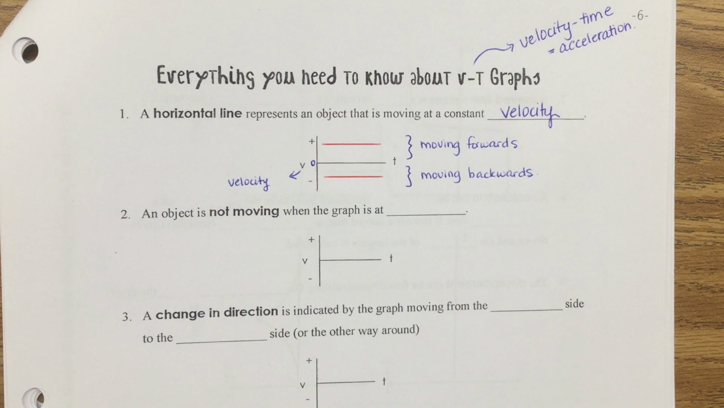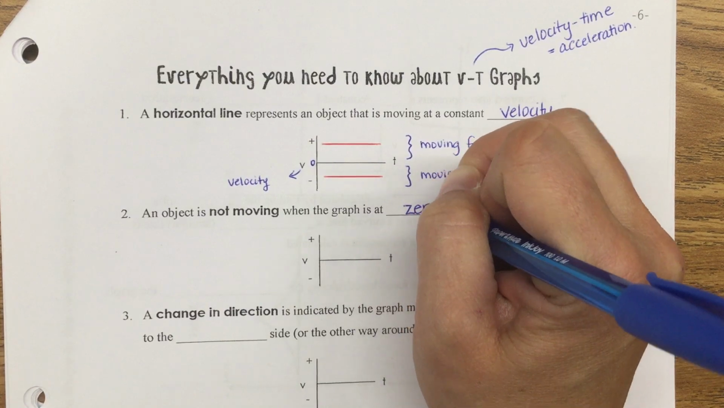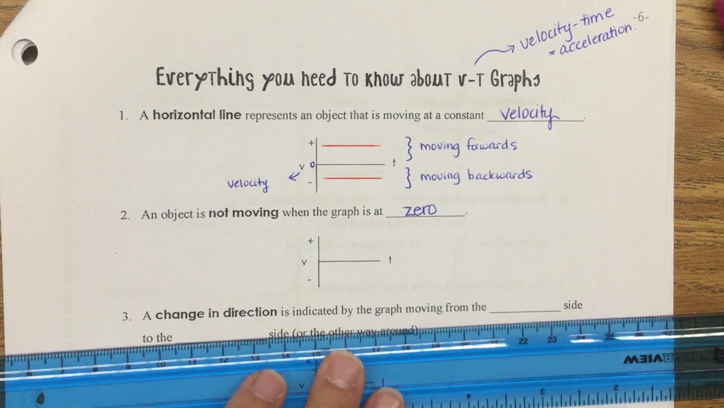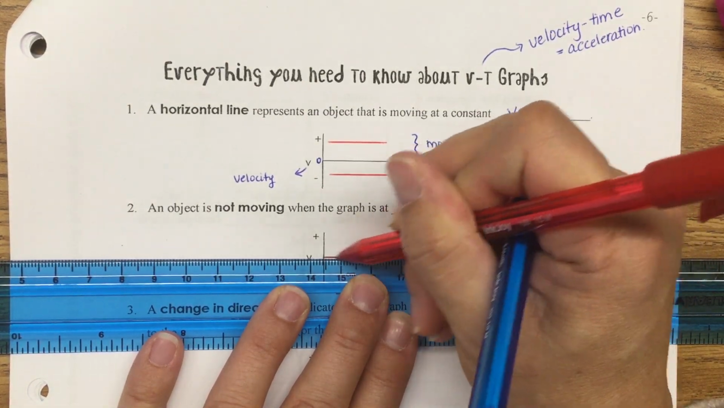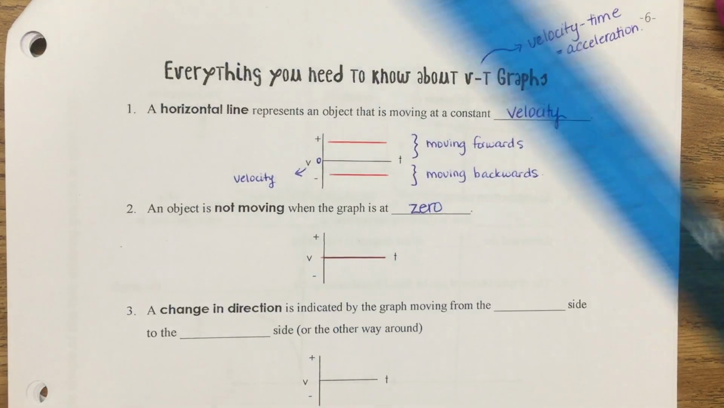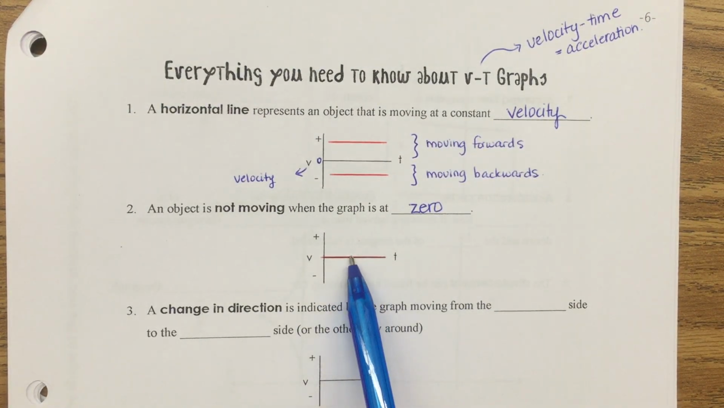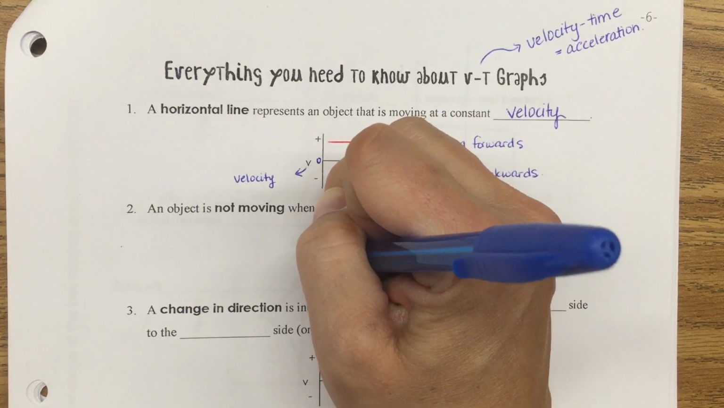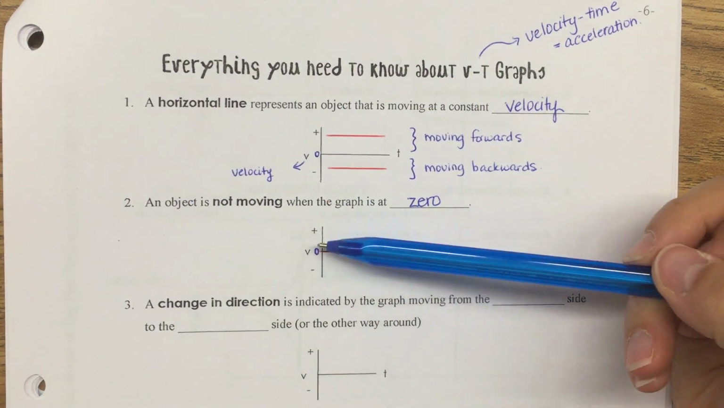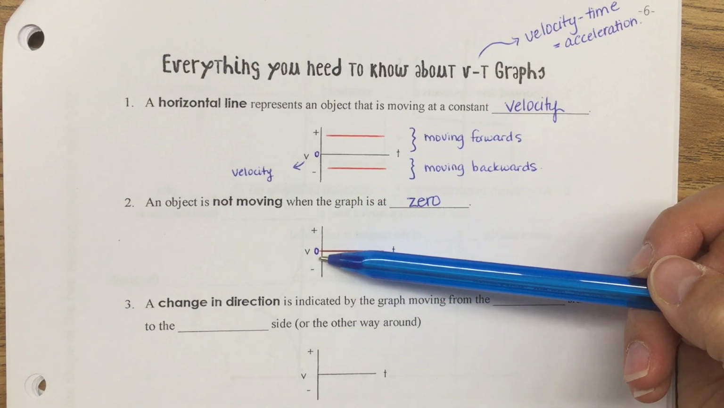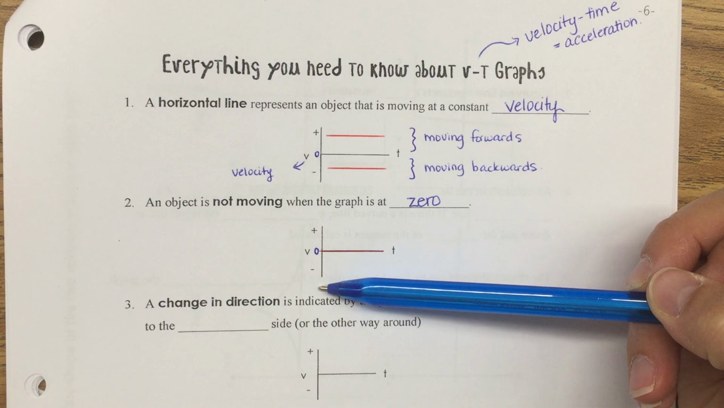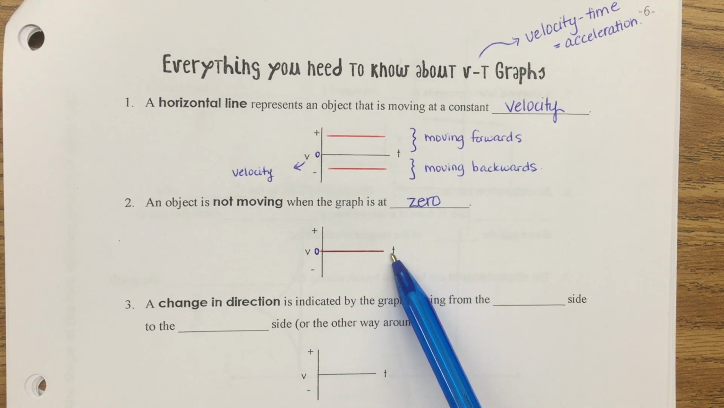Next up, number 2. An object is not moving when the graph is at 0. Okay. So now I'm going to take my line and I'm going to draw it right on the x-axis. Okay, as long as something is on the x-axis or cutting the x-axis, it stops moving. Okay, because that would be 0, right? So here we have a positive velocity getting larger and larger in a positive way, and here we have a negative velocity that's getting larger in a negative way, and then right at the line is 0. There's no velocity.